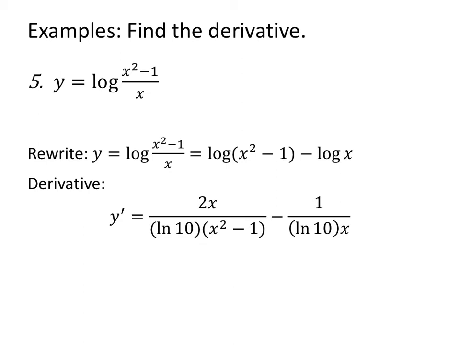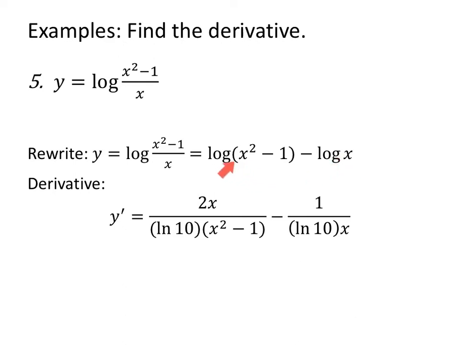y equals log of (x squared minus 1) over x. If you've watched my earlier videos, you know that the first thing I'm going to do is use log properties to separate this quotient. I don't want to deal with the quotient rule. So I'll rewrite y equals log of (x squared minus 1) over x as the log of x squared minus 1, minus the log of x.